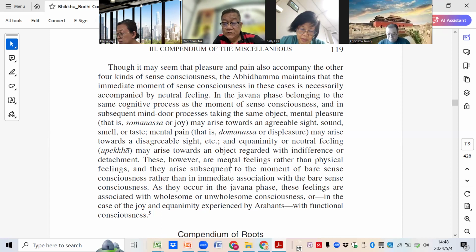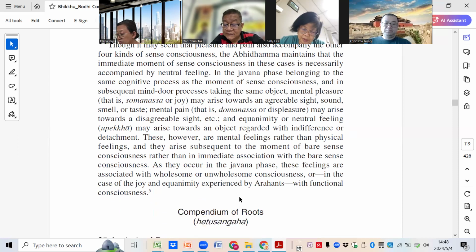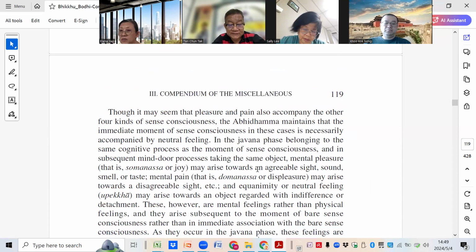And equanimity or neutral feeling, upekkha, may arise towards an object regarded with indifference or detachment. These, however, are mental feelings rather than physical feelings, and they arise subsequent to the moment of bare sense consciousness rather than in immediate association with it. As they occur in the javana phase, these feelings are associated with wholesome or unwholesome consciousness, or in the case of the joy and equanimity experienced by arahants, with functional consciousness. Okay, thank you so much.